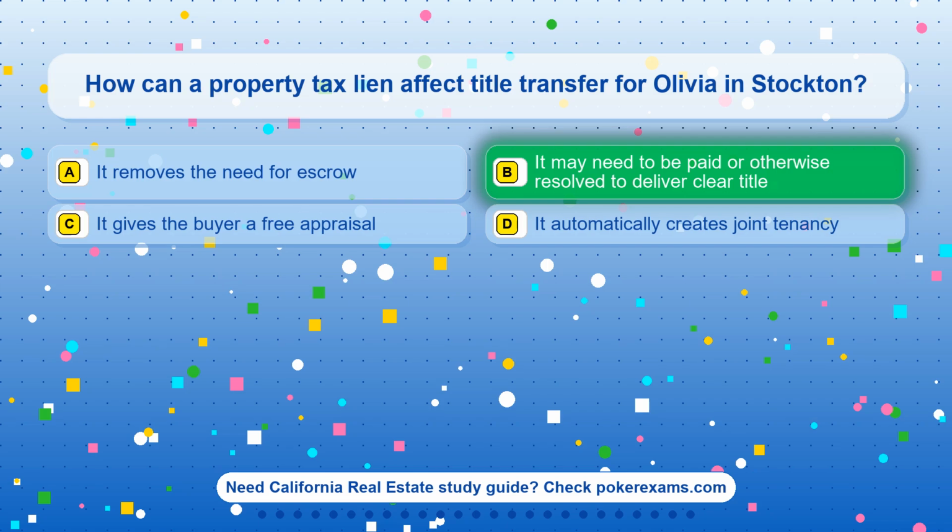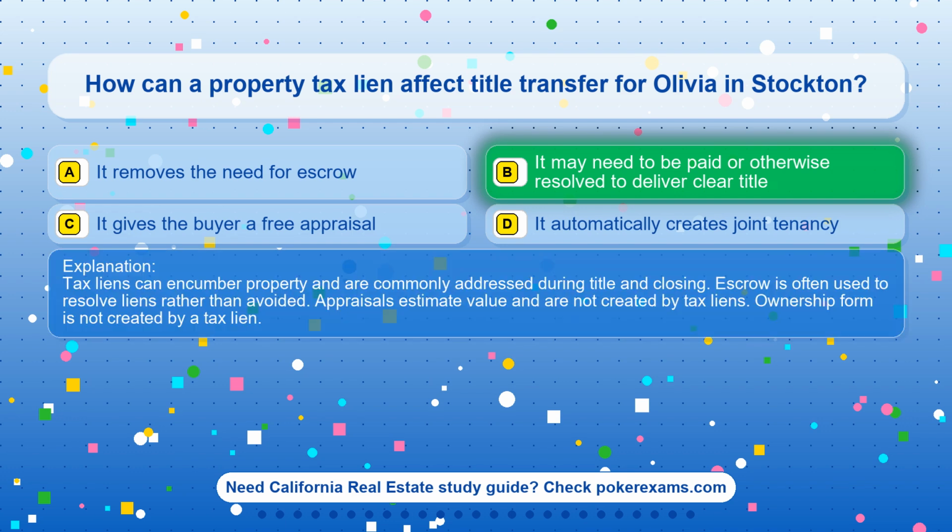The correct answer is option B. It may need to be paid or otherwise resolved to deliver clear title. Tax liens can encumber property and are commonly addressed during title and closing. Escrow is often used to resolve liens rather than avoided. Appraisals estimate value and are not created by tax liens. Ownership form is not created by a tax lien.